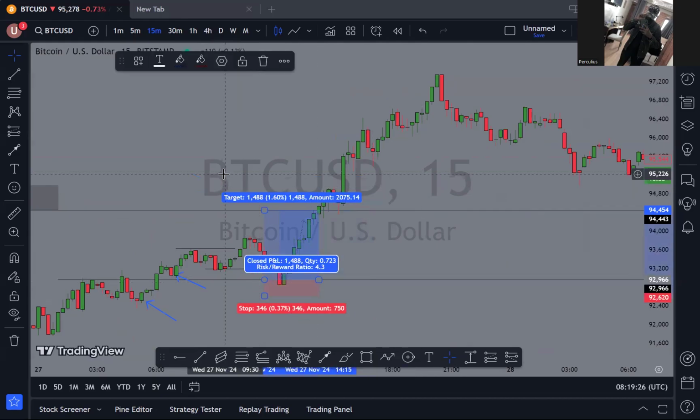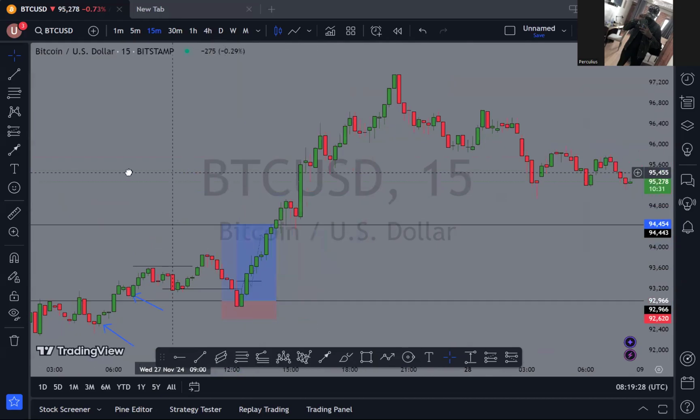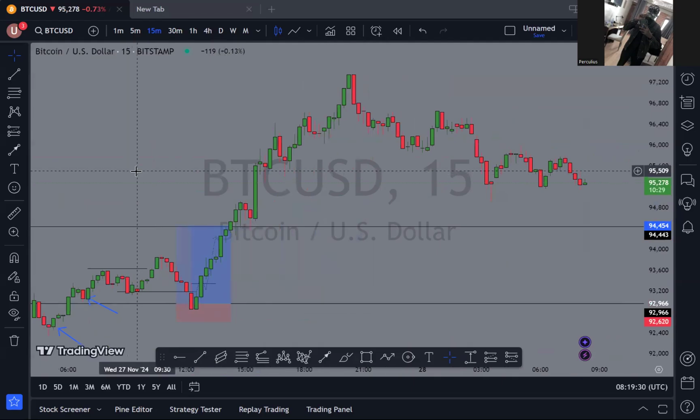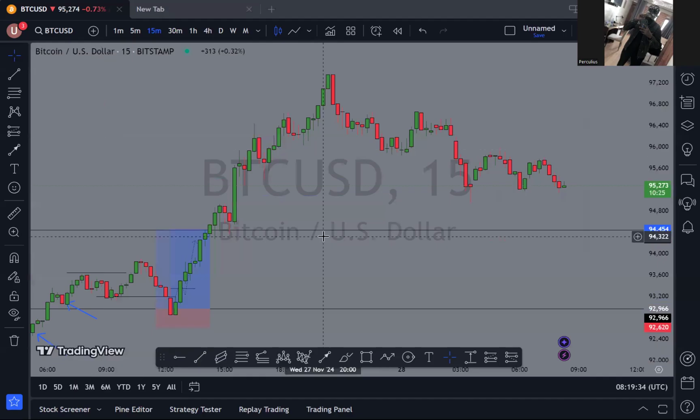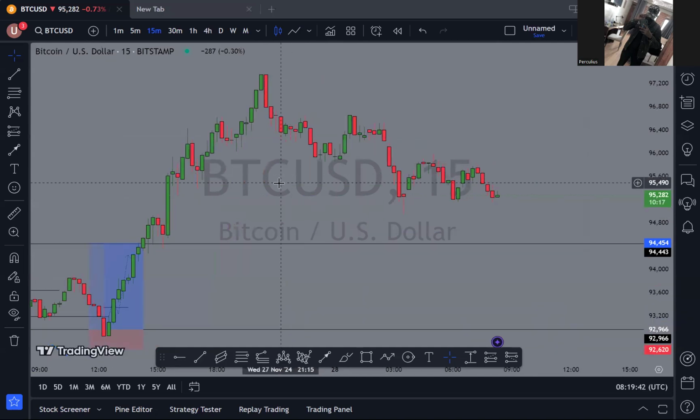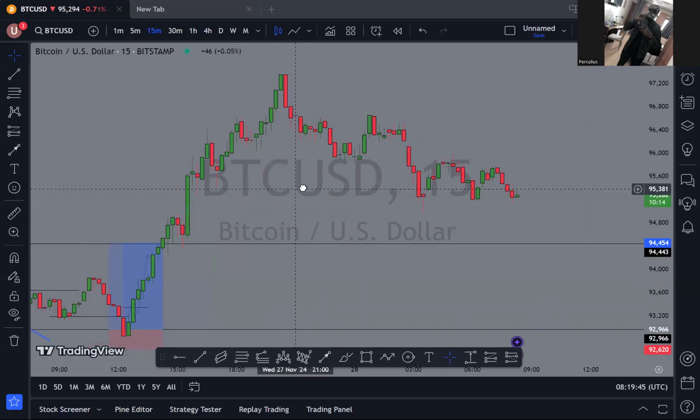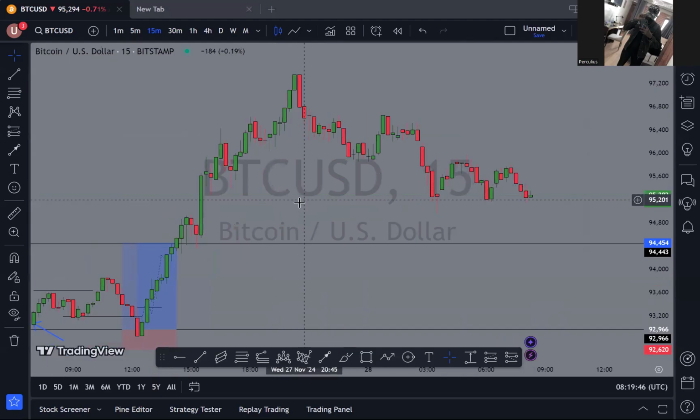And so yeah, you can practice the structure on your own trades and you can see if it works.